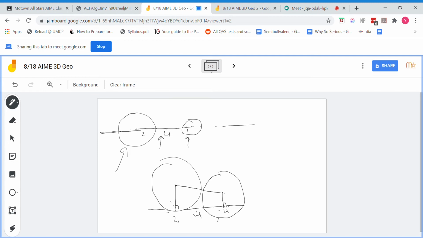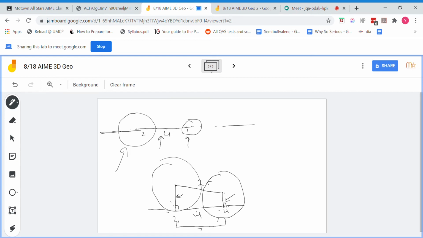Okay, so now we have a couple of lengths here. Let's call this length 2r. This length in the middle is 7, from here to here is 7, and we know this is 2r. Now, do we know these lengths?